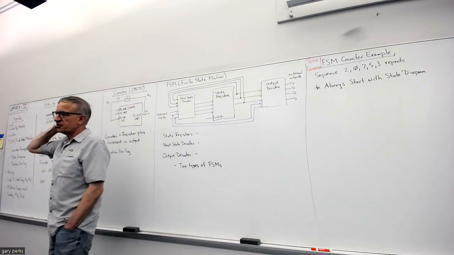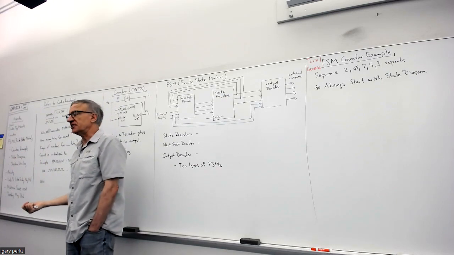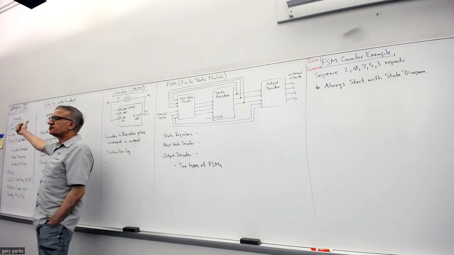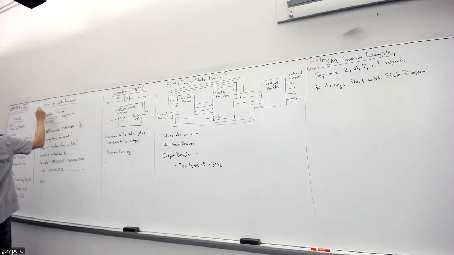A clock divider module, as the name implies, divides the clock's frequency. Often we'll have a frequency like what's on your Basys board. We talked about this.